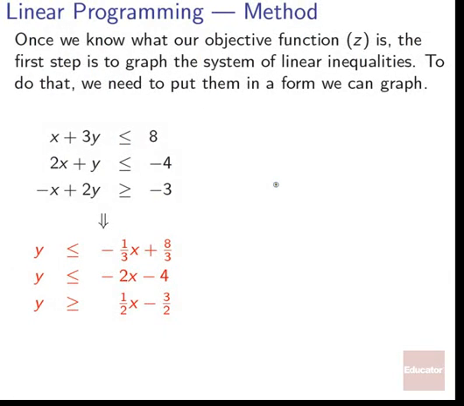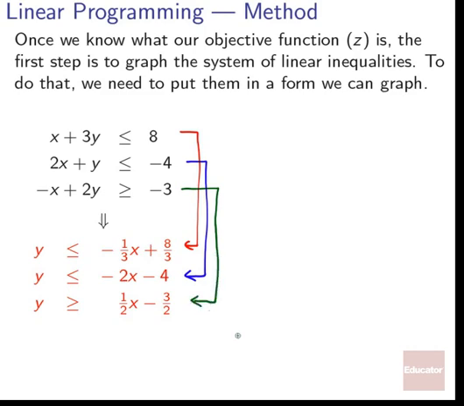So once we know what our objective function is, z in the previous slide, the first step is to graph the system of linear inequalities. To do that, we probably want to put them in a form that we can easily graph, right? So x plus 3y less than or equal to 8, we can convert into y is less than or equal to negative 1/3 x plus 8/3. We subtract by x and then divide by 3. We can convert 2x plus y less than or equal to negative 4 into y less than or equal to negative 2x minus 4 by subtracting by 2x, and negative x plus 2y is greater than or equal to negative 3. We add x to both sides and then divide by 2.